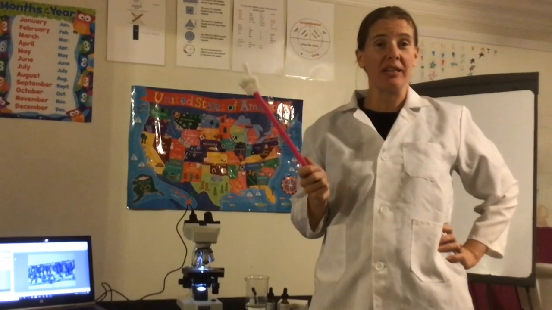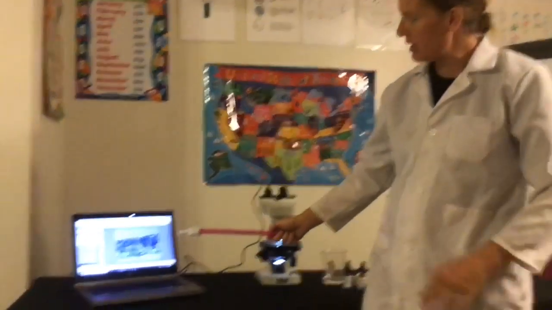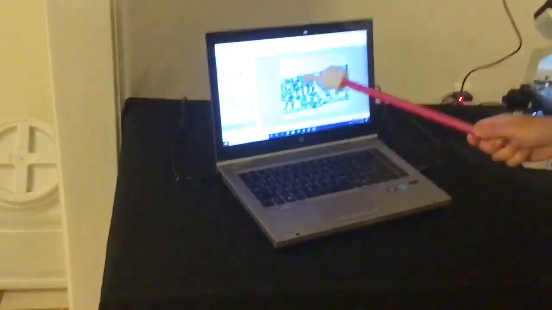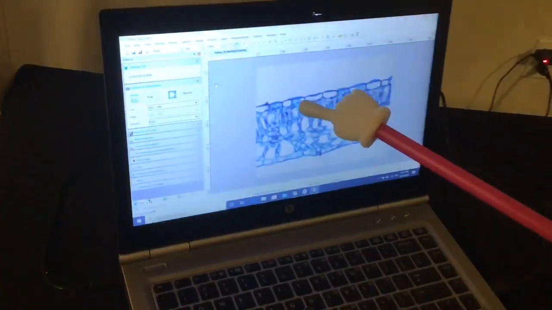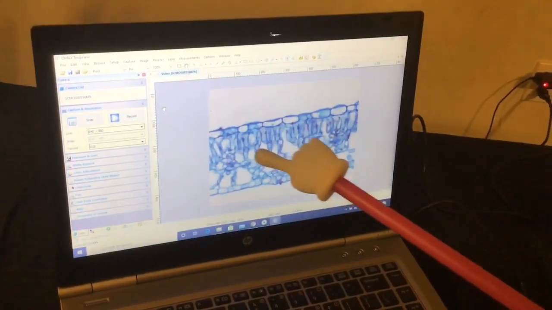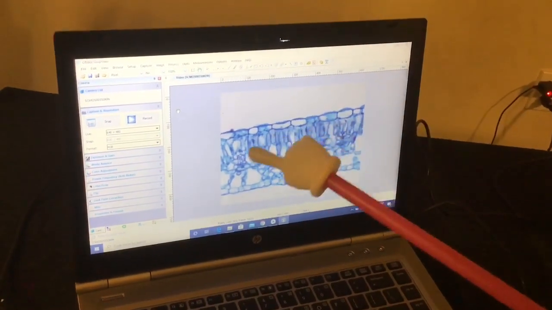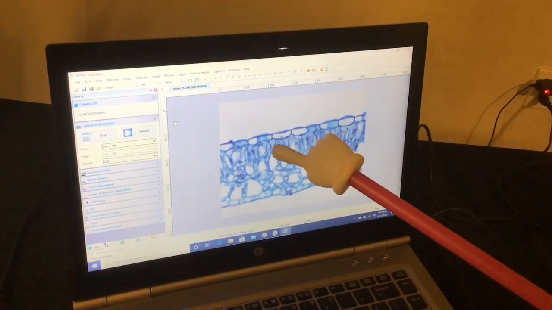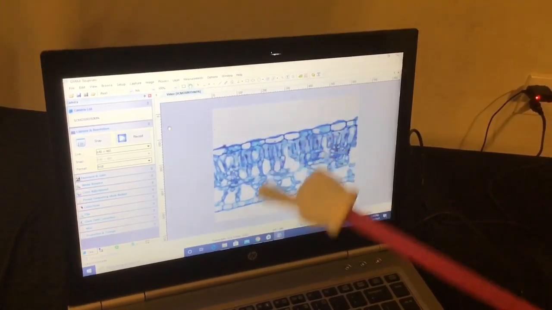Right, today we're going to look at the cross-section of a leaf on a microscopic level. So here we have a cross-section of the leaf. We have the top side of the leaf, which is your upper epidermis, and it's got the palisade mesophyll here. That's nice and tightly packed cells. These are all your photosynthetic cells in here.